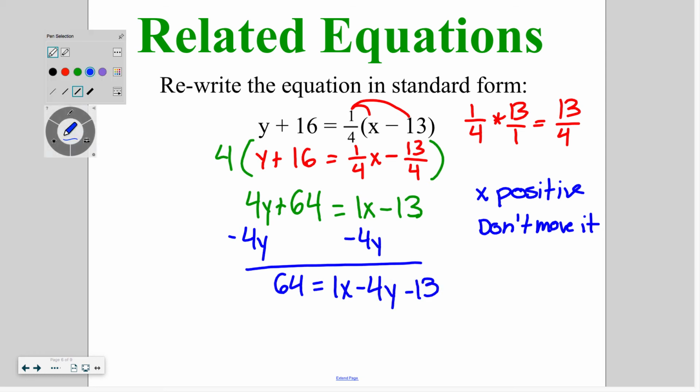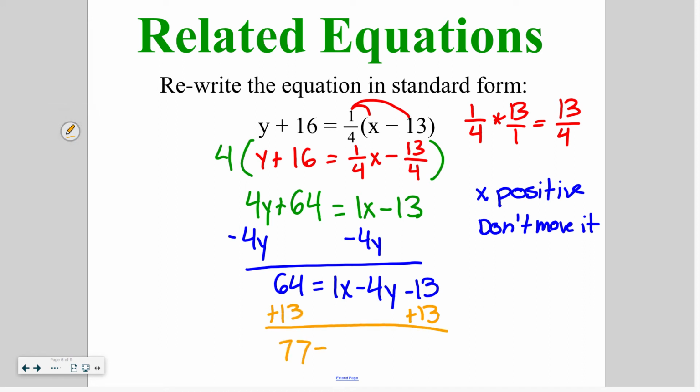To finish it up, I need to get that number off to the other side. So I'm going to go ahead and add 13 to both sides, giving me a final answer of 77 is equal to 1x minus 4y. Again, x is positive, x and y exist, there are no more fractions or decimals, and we cannot reduce.